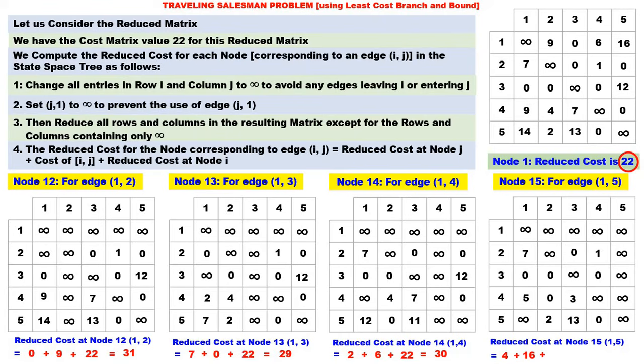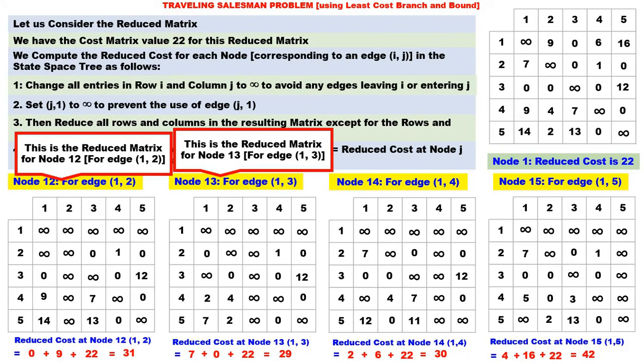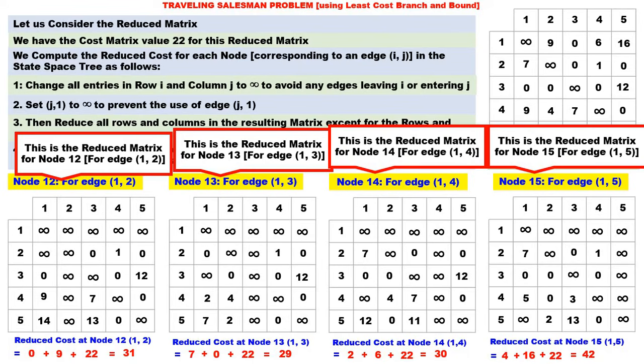22. So 4 plus 16 plus 22 is 42. So now we have got four different values. This is the reduced matrix, and also try to understand for node 1 comma 2 this is the reduced matrix, 1 comma 3 this is the reduced matrix, 1 comma 4 this is the reduced matrix, and 1 comma 5 this is the reduced matrix. So we should know the reduced matrix and their costs also.